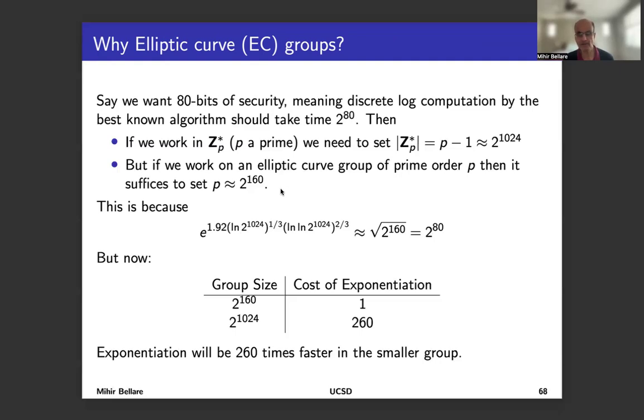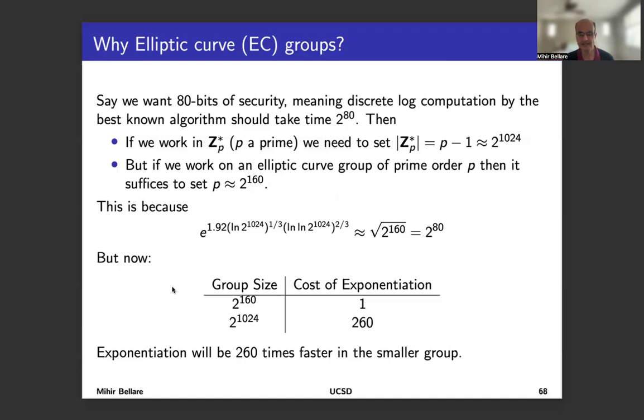However, if I work in an elliptic curve group of size p, then the formula is the square root of p. And so I only need to make sure that that has value 2 to the 80. And that happens when p is only 2 to the power 160. So for a much smaller p value compared to this, I have the same security.